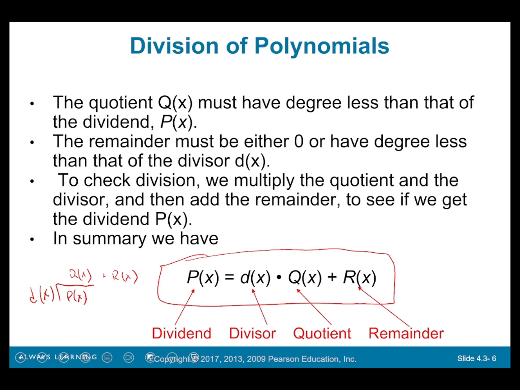Now, to check your work on your division, you can always multiply the problem back out using this formula here at the bottom. So that's super helpful because you can always check your work. You just have to multiply out each of these terms, which can be kind of long, but then add your remainder back on.